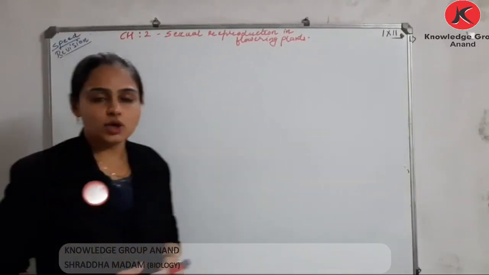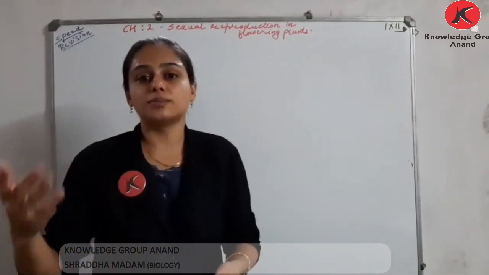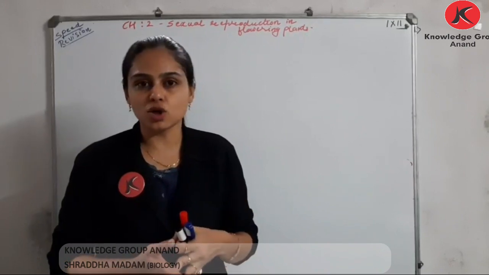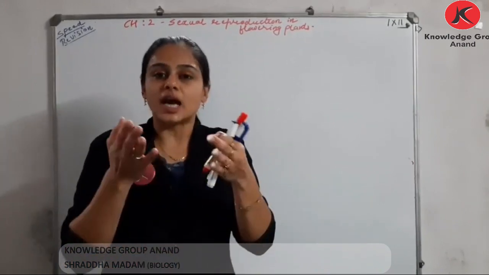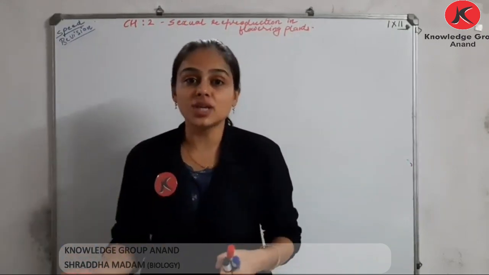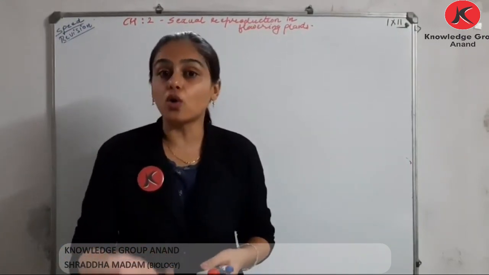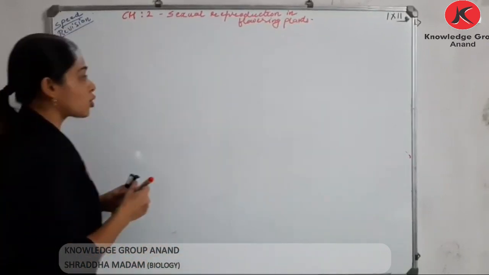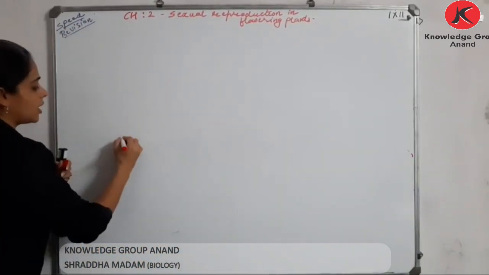Let us now discuss your female reproductive unit. Female reproductive unit is called as your carpel, or it is also called as your pistil. Now, if you are going to discuss the structure of your megasporangium, which is also called as your ovule, okay, so here I am drawing the structure of your ovule.